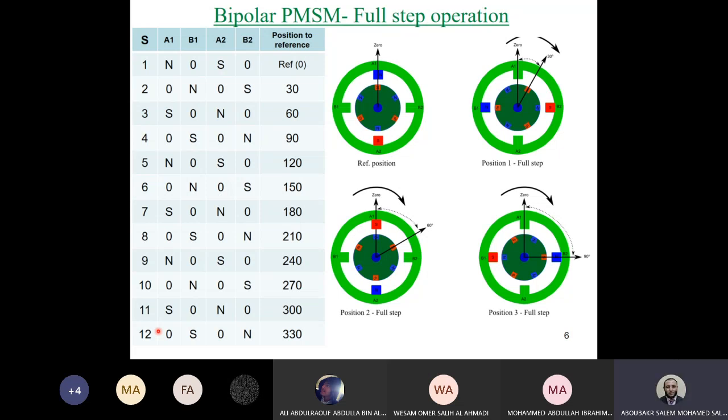The advantage here for the full step operation of bipolar compared to unipolar is that we have higher power, because all of the windings are energized, I mean, the whole winding is energized, and two sides are coupled or wound together.